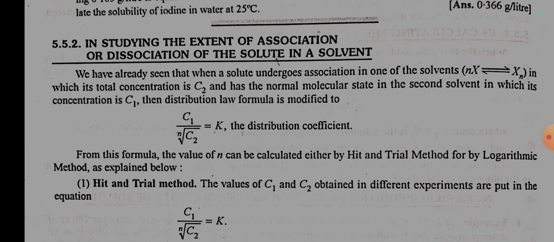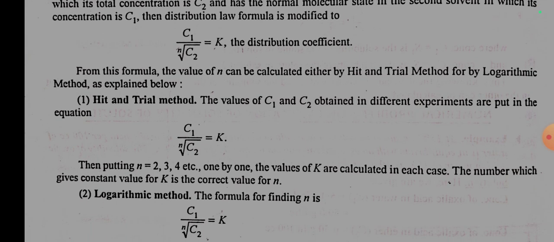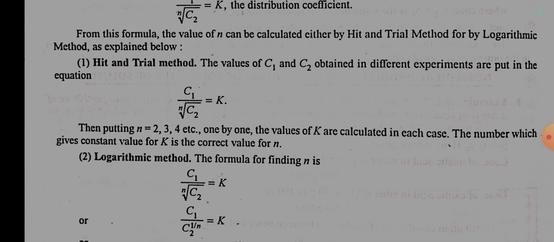In studying the extent of association or dissociation of the solute in a solvent, we have already seen that when a solute undergoes association in one of the solvents in which its total concentration is C2, and has a normal molecular state in the second solvent in which its concentration is C1, then the distribution law formula is modified to (C1/C2)^(1/n) = K, the distribution coefficient.